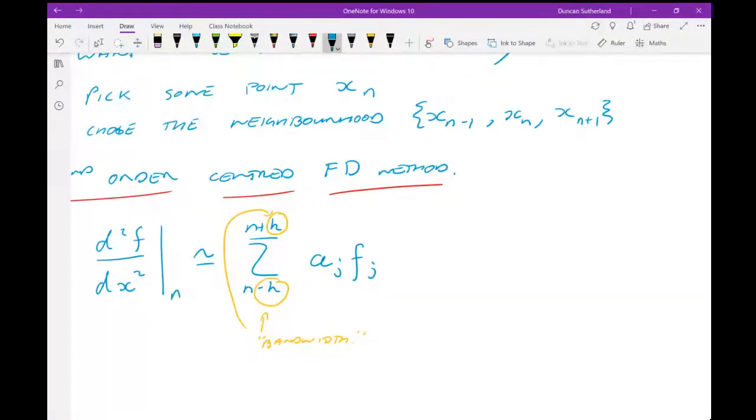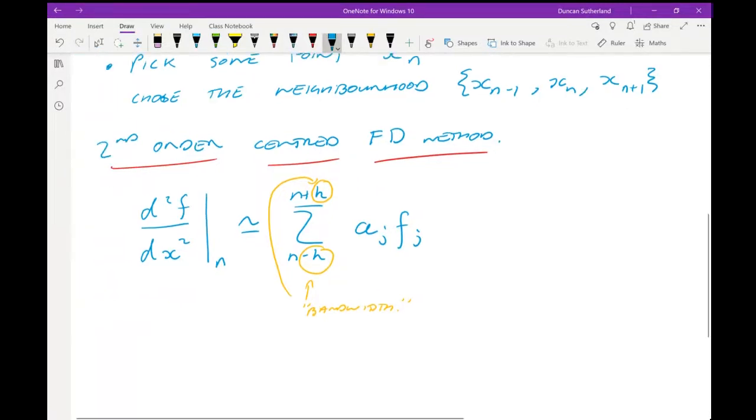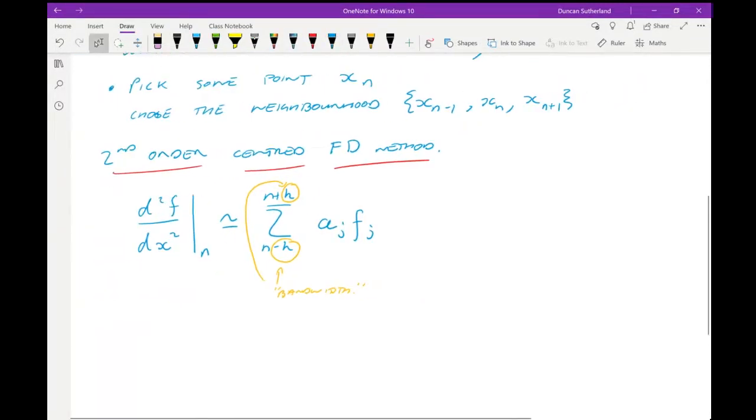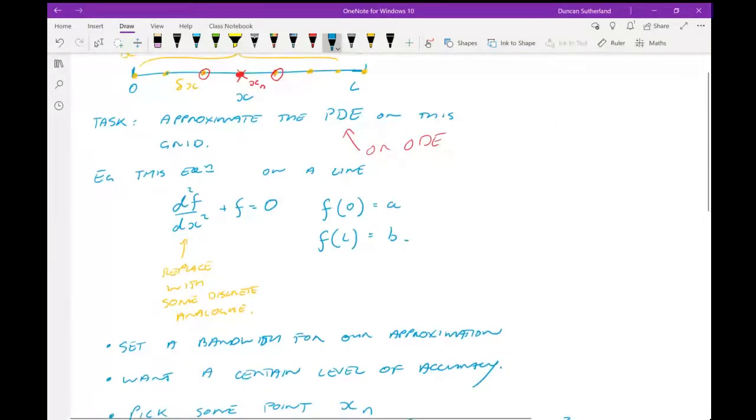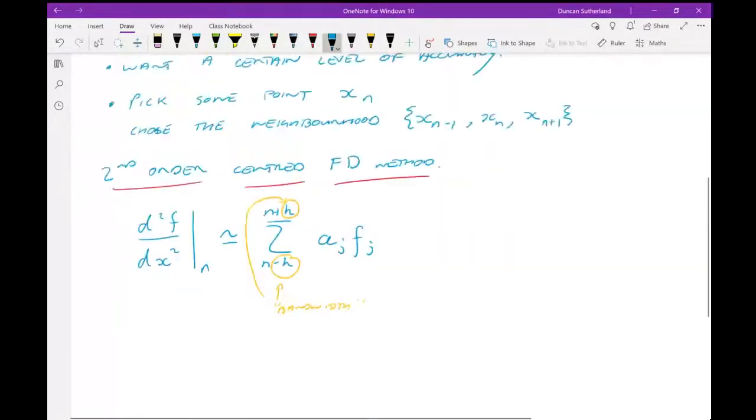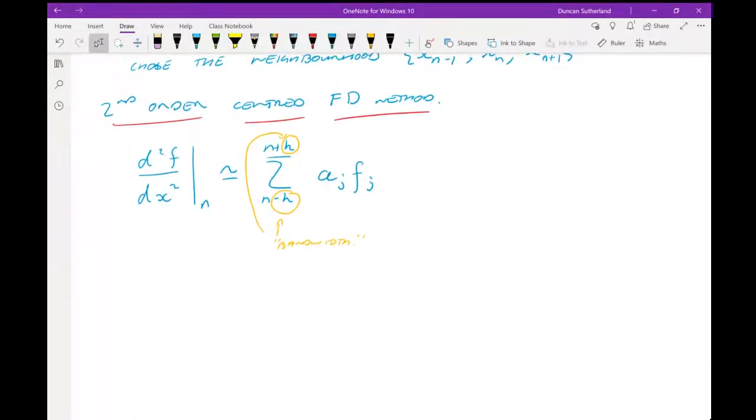I did a sneaky change in notation. This used to be an i, but I used n in the notes, so I'm going to keep using n here. We choose a neighborhood, for example, n minus 1, n, and n plus 1, these 3 points shown here. And that leads us to the centered finite difference method that happens to be second order.